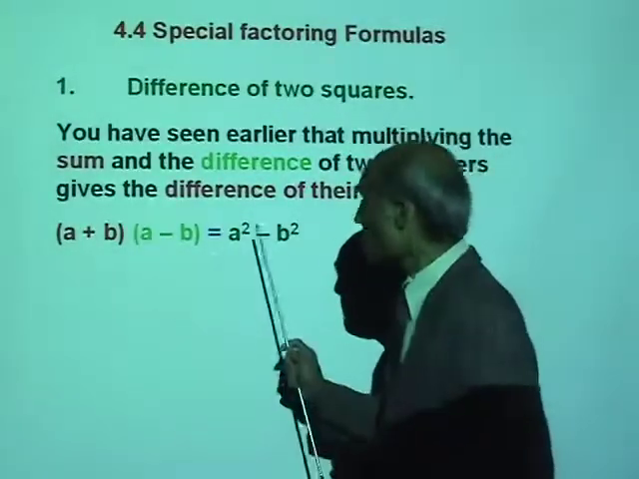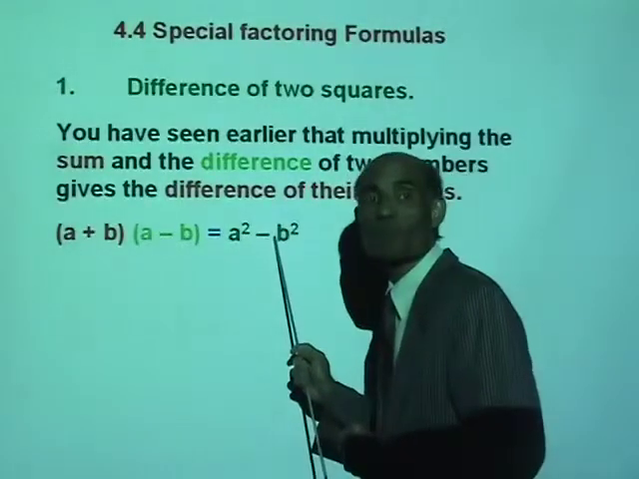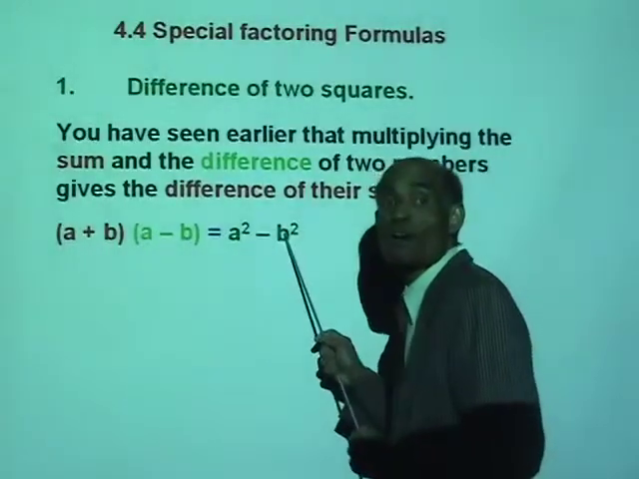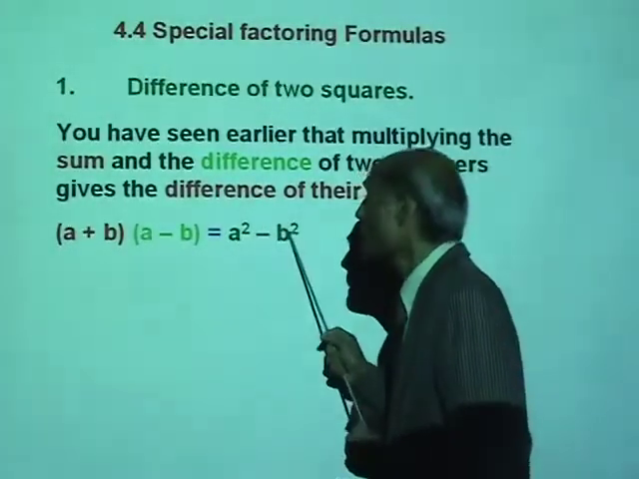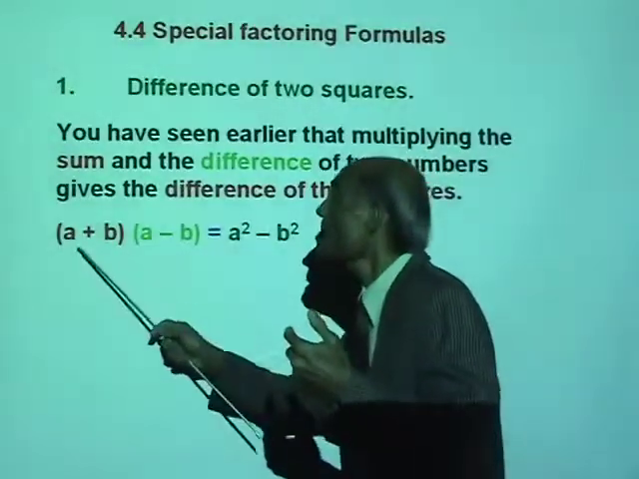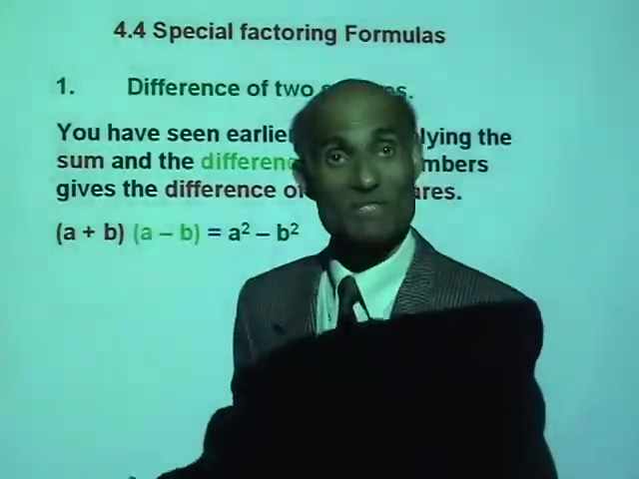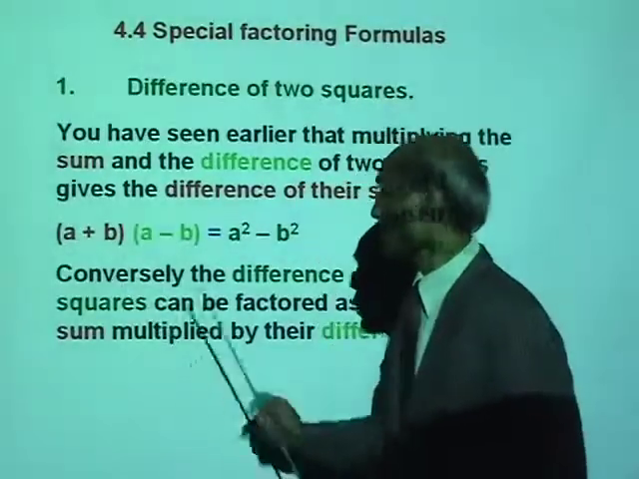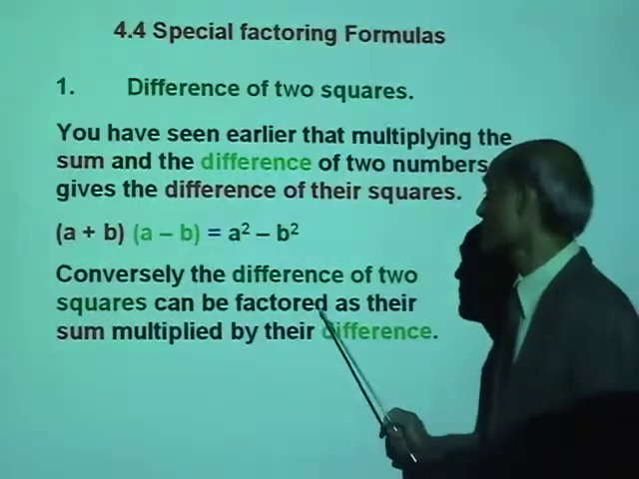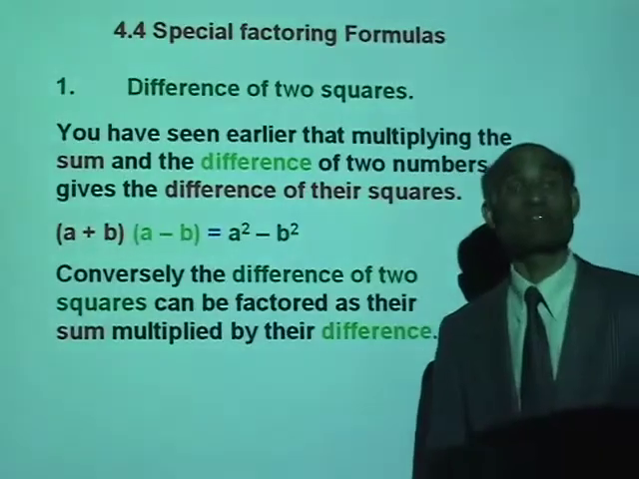That means, how would you call a quantity like this? What is the specialty of this quantity? This is the difference of two squares. A squared minus b squared. And how do you factor that? That will be a plus b times a minus b. That's very simple. So, conversely, the difference of two squares can be factored as their sum multiplied by their difference.